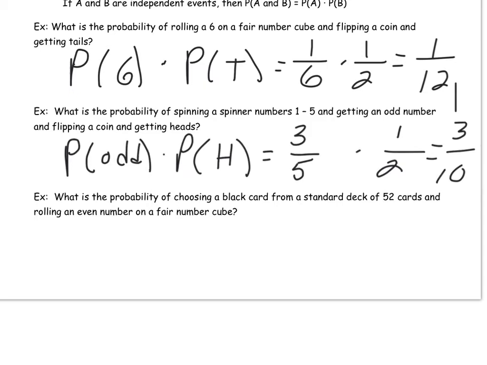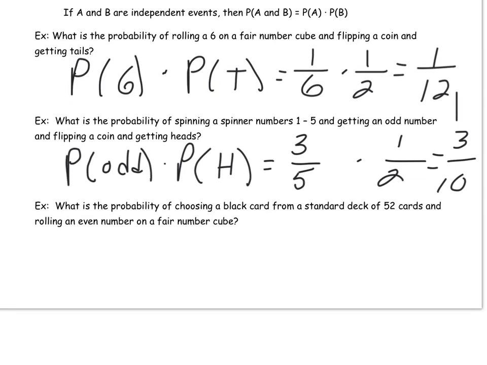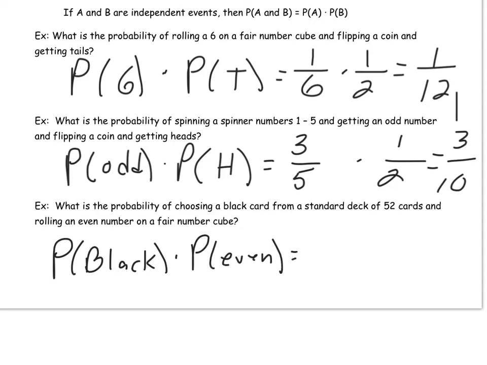So, what is the probability of choosing a black card from a standard deck of 52 cards and rolling an even number on a fair number cube? Well, we'll have probability of black. And again, this is independent because choosing a card from the deck and rolling a number cube aren't going to affect each other. So probability of black times probability of even. See, deck of cards, black cards. Well, a deck of cards has 52 cards. Half are black, half are red. So half would be 26 out of 52. Or, really, I could just say 1/2. Why don't we try doing that? Let's see if I can go back.